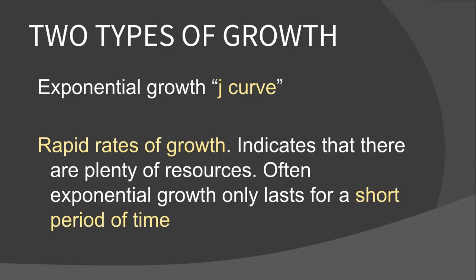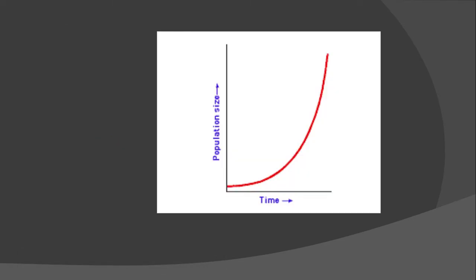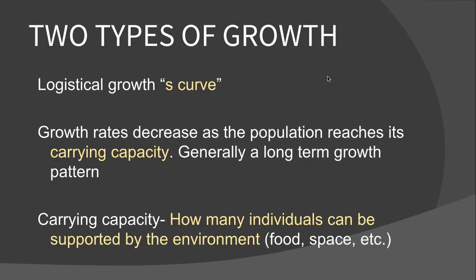So there's space, people are reproducing. But the problem with this is it can only last for a short period of time. You can't grow like this forever. So here's a J-curve. So time is your independent variable. That affects your population size. If you have exponential growth, as time goes on, your population gets really big. All right. But as I said, that type of growth can't last forever.